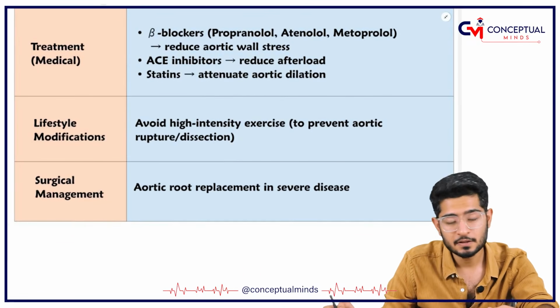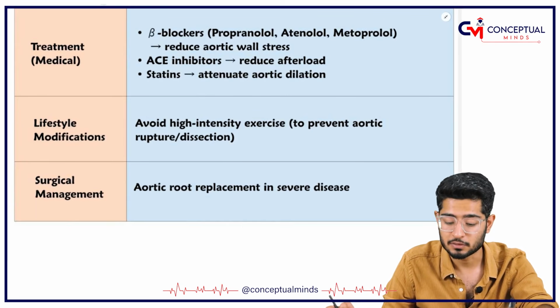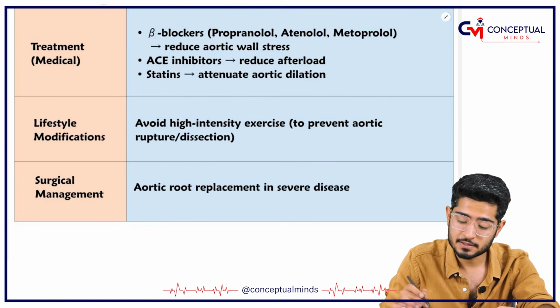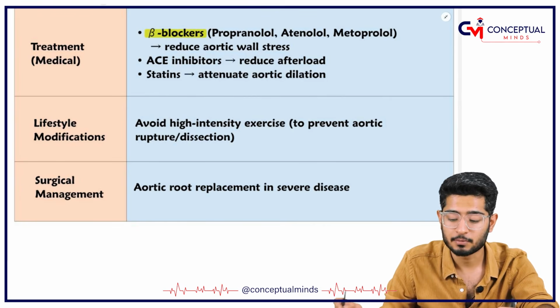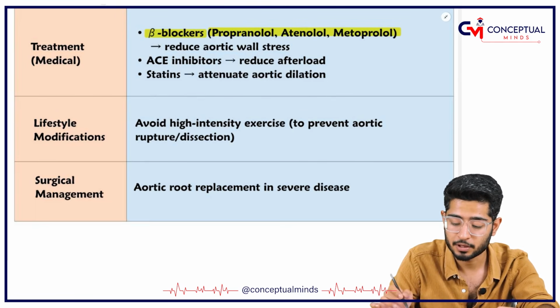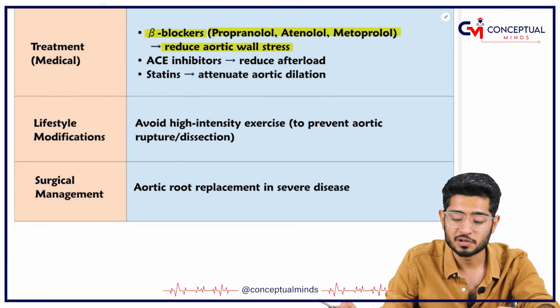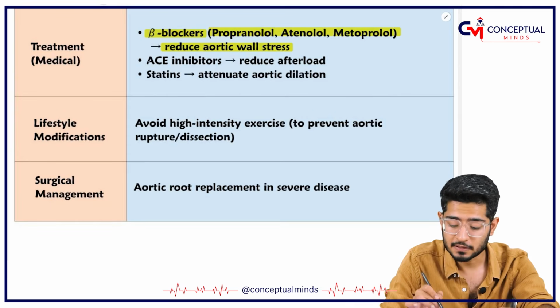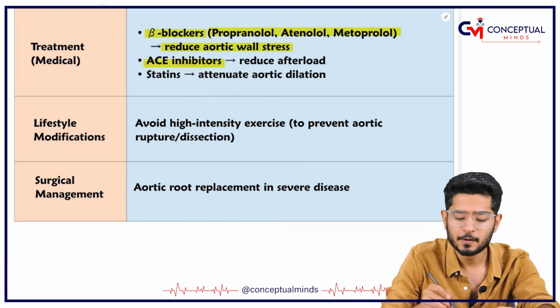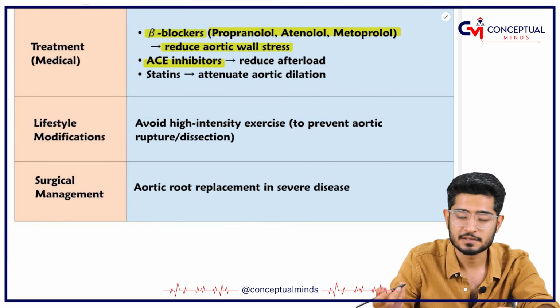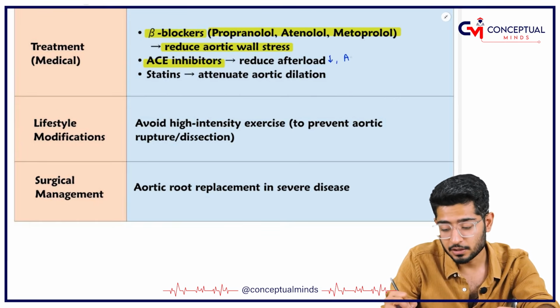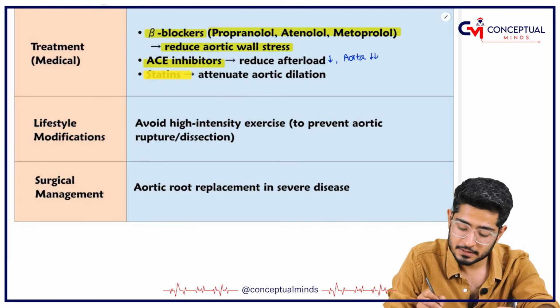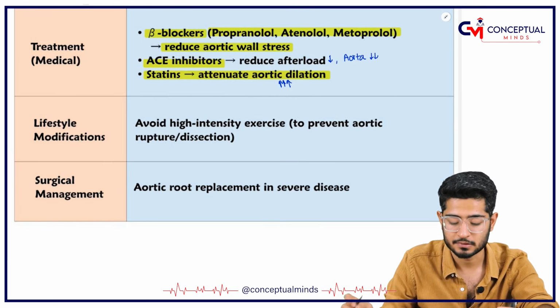Now what is the treatment? See, these people are at high chances to develop aortic aneurysm. That is why we can give beta blockers like propranolol, atenolol, metoprolol, which is going to reduce the aortic wall stress. We can give ACE inhibitors also, because they are going to decrease the afterload, and since the afterload is less, the load on the aorta is also going to get decreased. And of course, statins are also given, as they help against aortic dilatation.